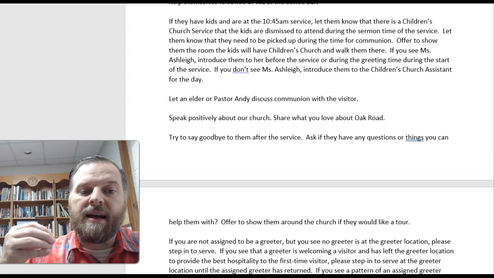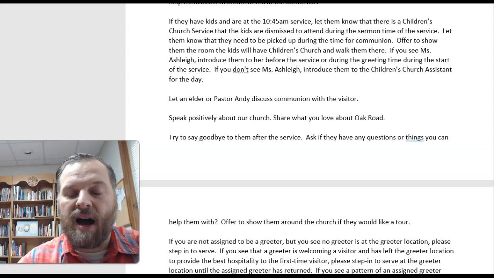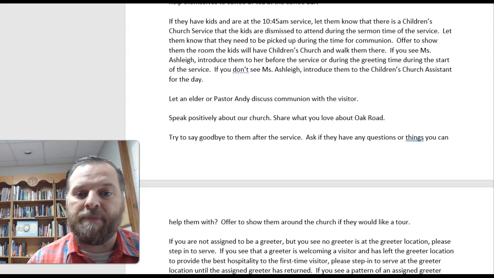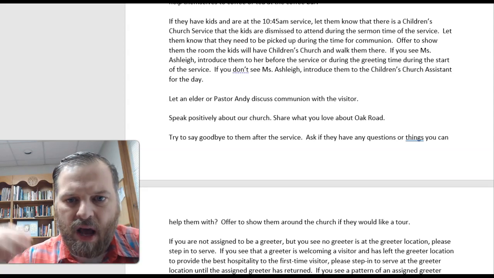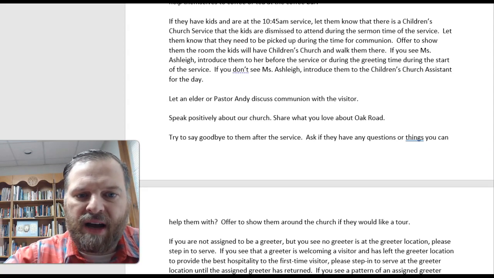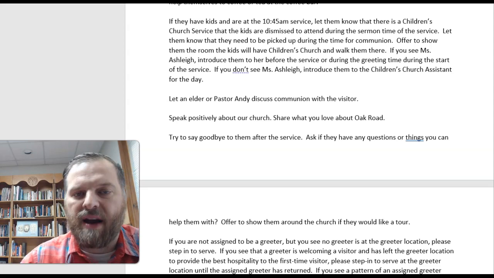Let them know that they need to be picked up during the time for communion, if we're having communion that day, because we bring the kids forward for a blessing. Offer to show them the room the kids will have children's church and walk them there, right?